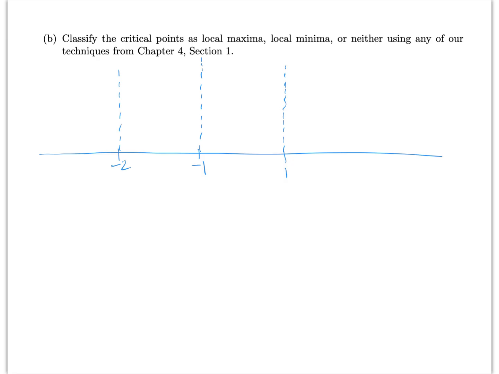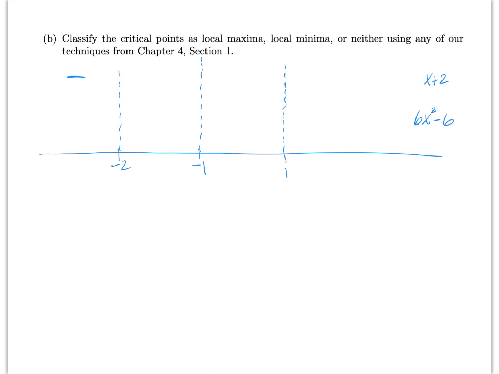Those factors are x plus 2 and 6x squared minus 6. Now I want to look at the value of each of these factors in each of these 4 intervals. So for x plus 2, if I plug in something less than negative 2, like negative 10, plus 2 is negative 8, which is a negative number.